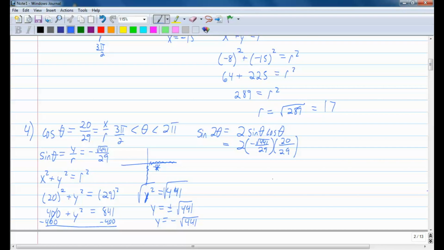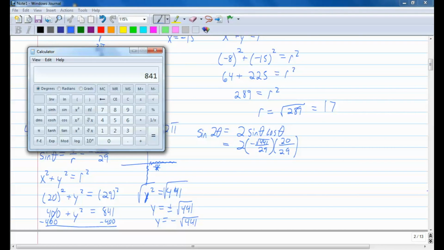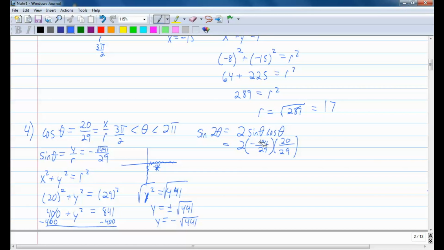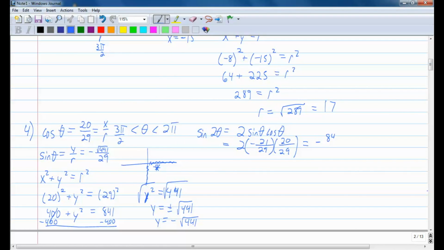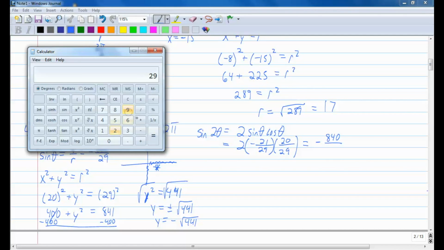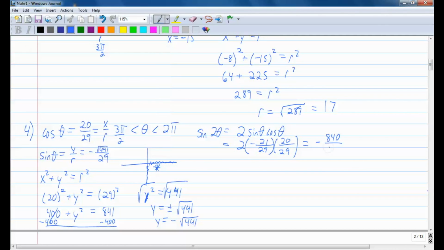Can we take the square root of 441? Let's see. The square root of 441 is 21. So that's actually, in disguise, it's 21. Alright, so we have just one negative, so our answer is going to be negative. 2 times 21 times 20 is going to be negative 840 over 29 times 29, which is 841. So negative 840 over 841. The answer for number 4 is C.